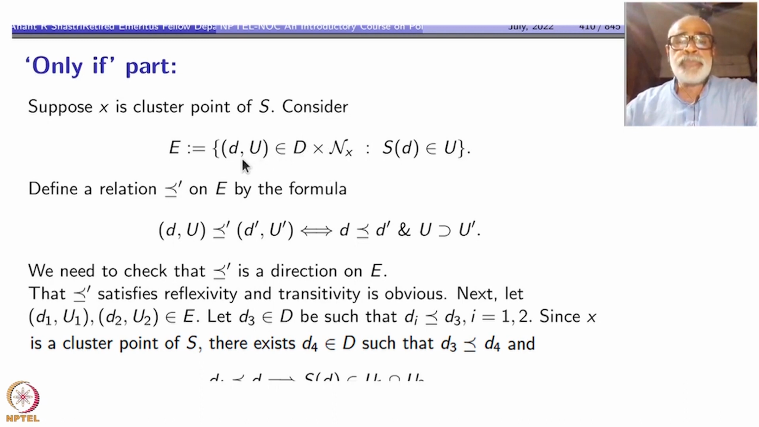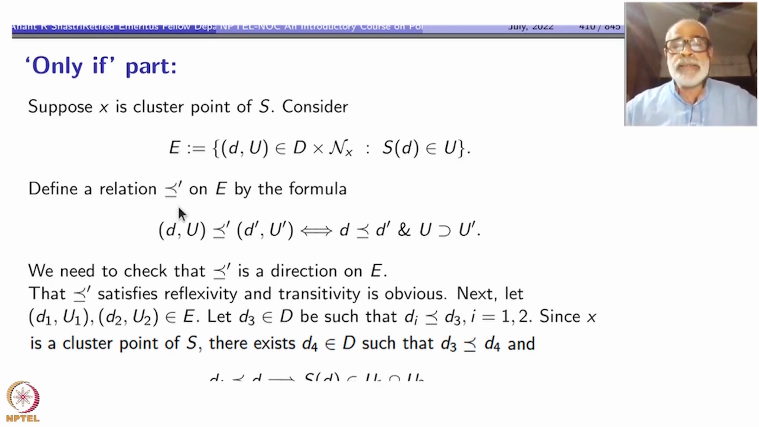We take ordered pairs (D, U) belonging to D cross N_X, with the property that S of D, the first coordinate, belongs to U. Here U ranges over neighborhoods of X. Obviously, every element of N_X is non-empty. So this is the property that S(D) is inside U. That is my definition of the set E.